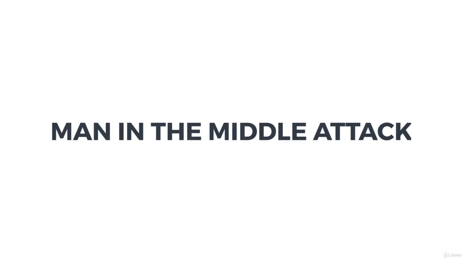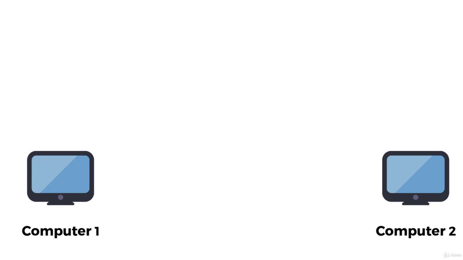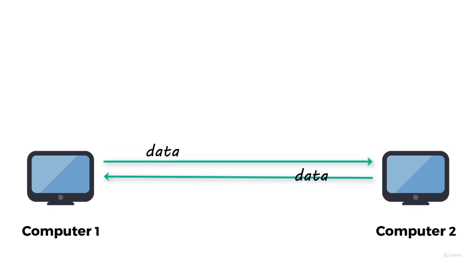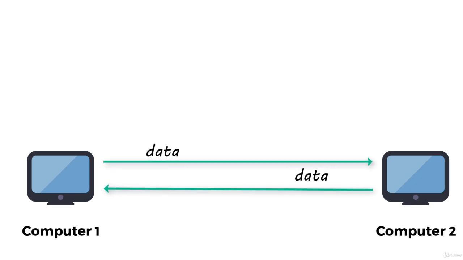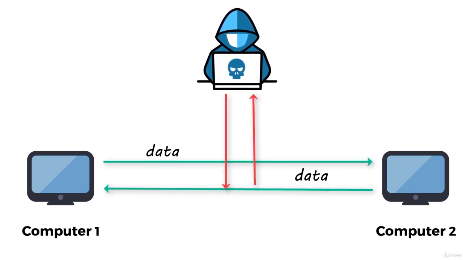So let's talk about another major attack, which is the man in the middle attack. Now, what happens here is imagine a scenario where we have two computers interacting with one another. You have them exchanging data and information. Everything is going smoothly until we now have a hacker who is able to position themselves virtually in between both computers, and they are able to intercept the messages being transmitted from computer 1 to computer 2 and vice versa. This is the man in the middle attack.